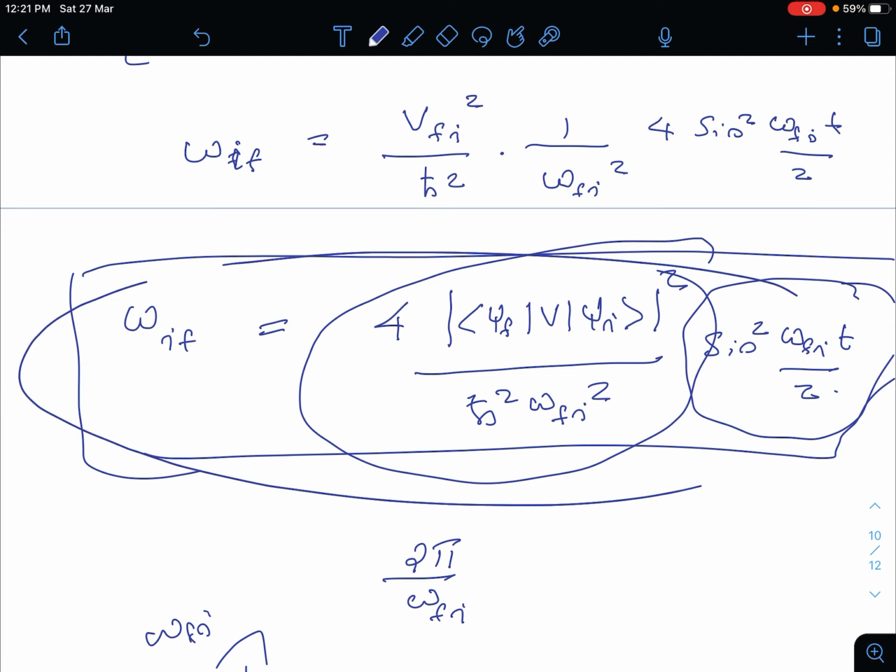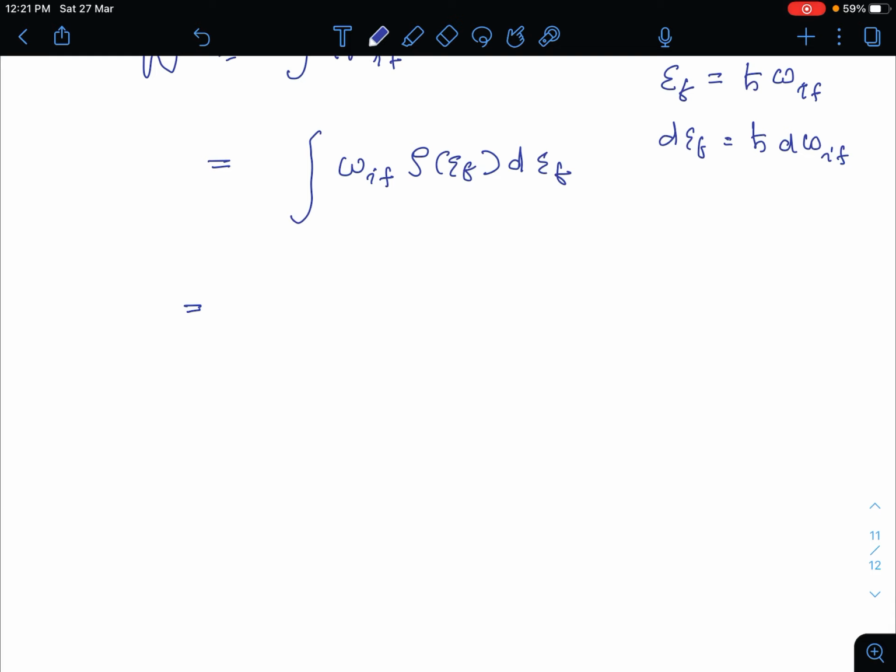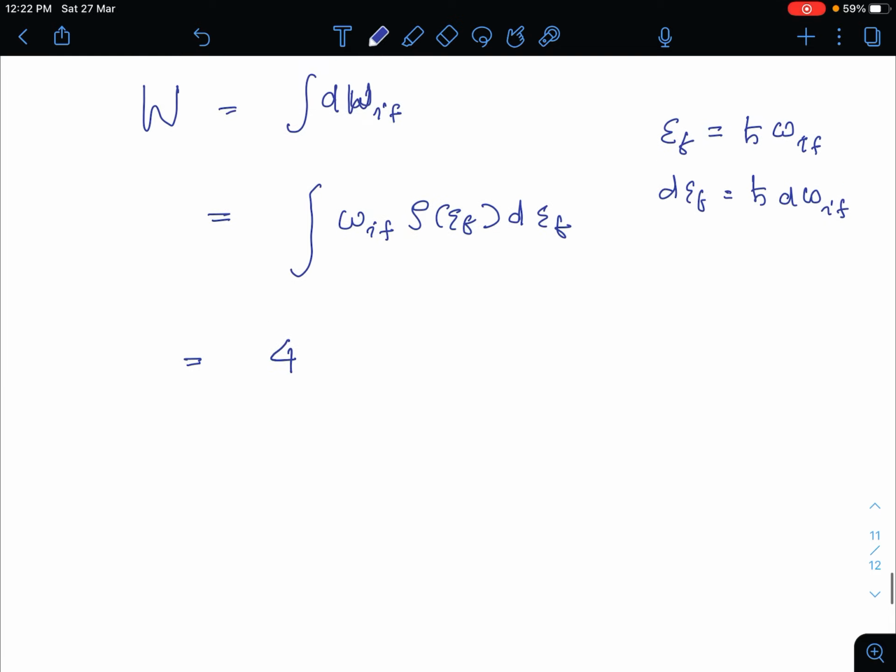This result I will be using here so that I can write the integral. Now the integration is over omega, that means the frequency. The frequency can change from minus infinity to plus infinity. So the energy can vary from 0 to infinity, but now here the omega can change from minus infinity to plus infinity.